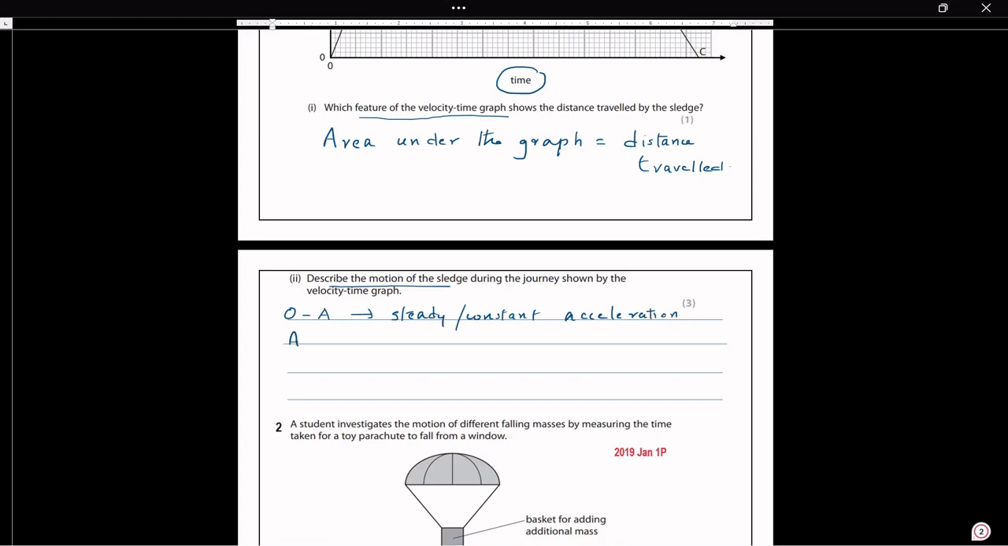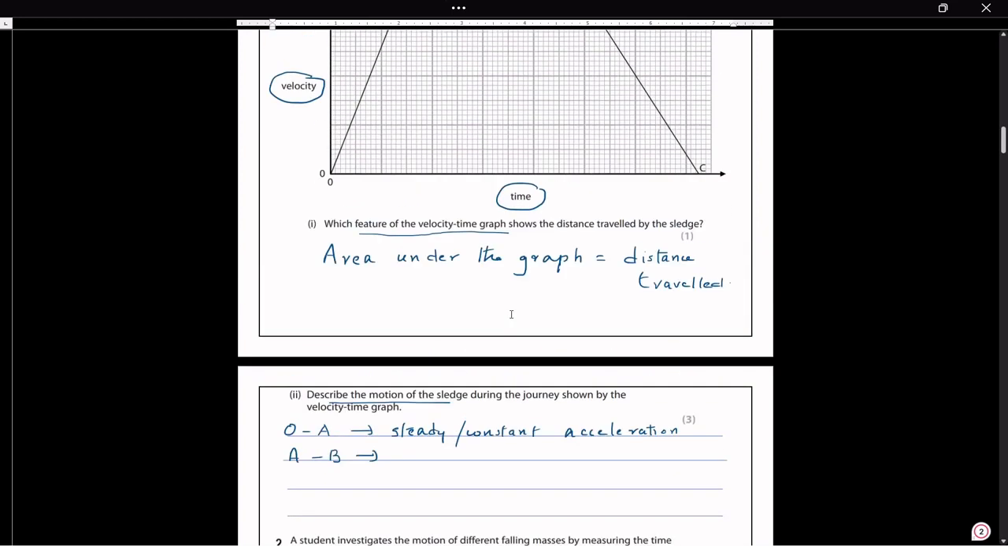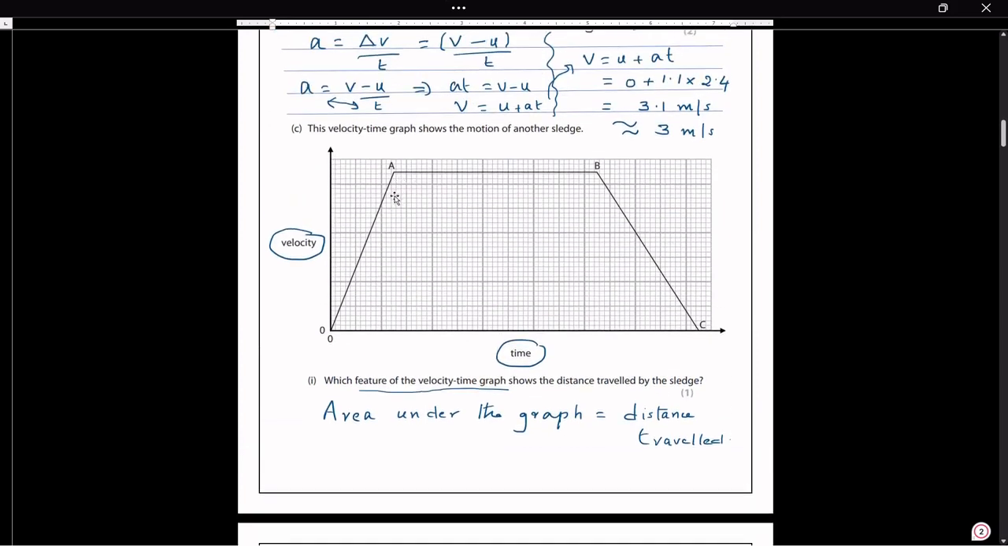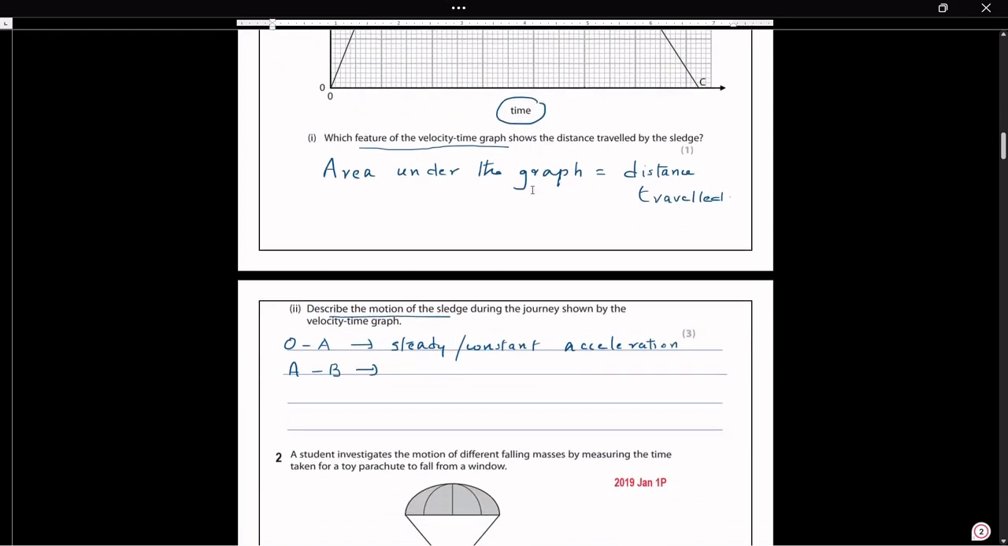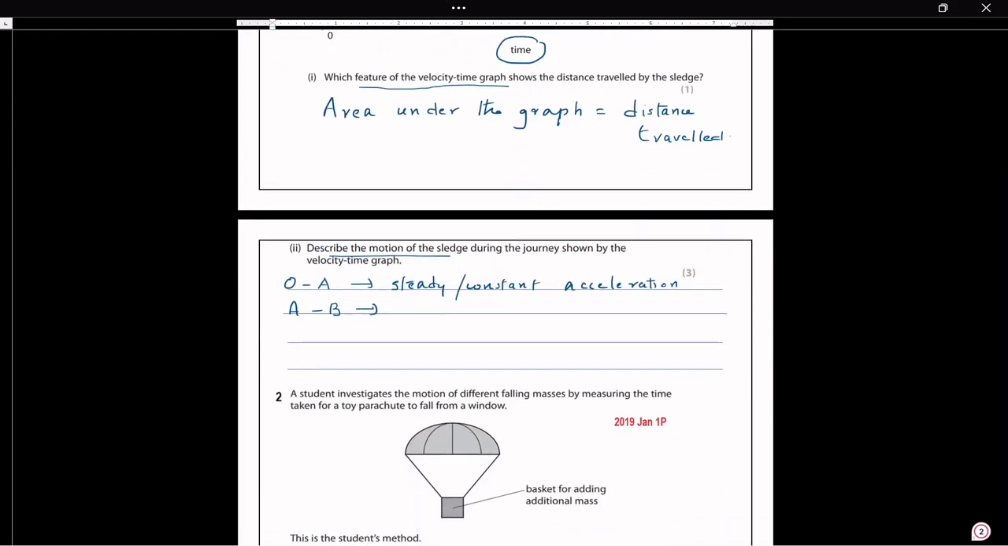Now the part A to B, you are getting a straight line. That means even though the time is changing, the velocity value is not changing. That means the body is moving with a uniform or constant velocity. So A to B, uniform or constant velocity. Uniform, steady, constant, these all have the same meaning.